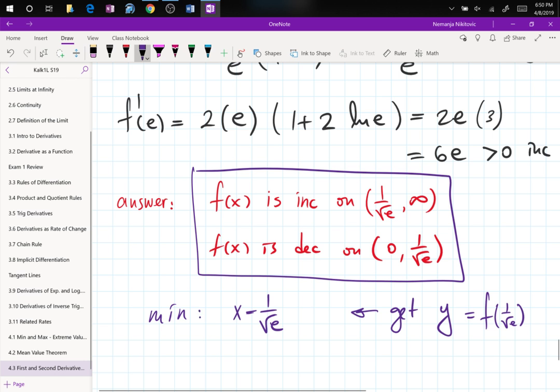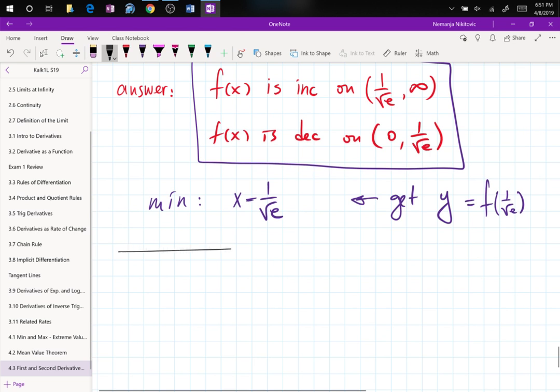That's the first derivative test. The first derivative test uses the first derivative, look at the title, to determine the intervals of increase and decrease, and in the process it gives us for free which critical points are min and which are max.